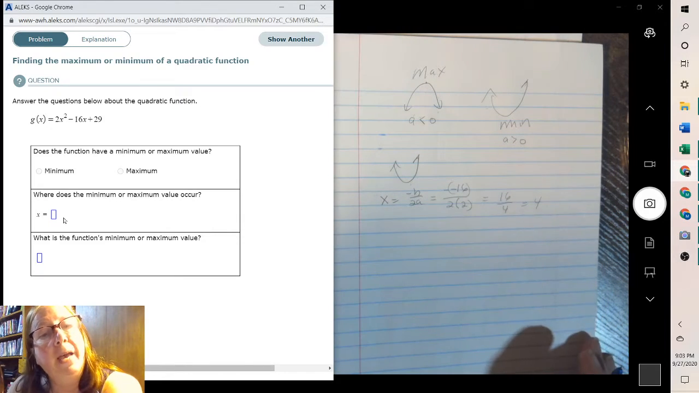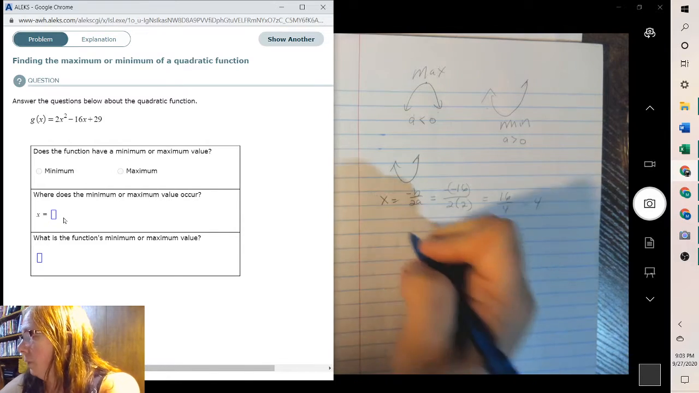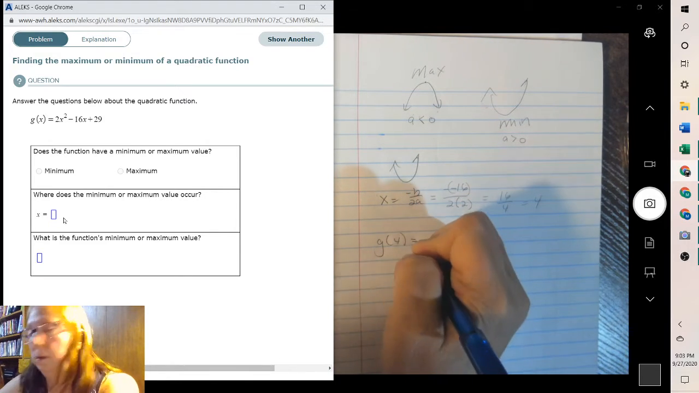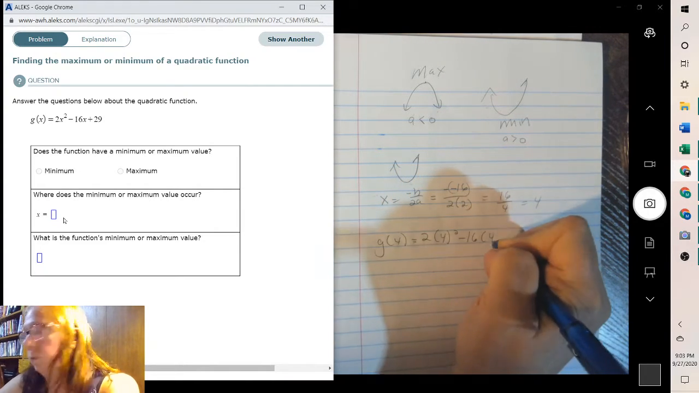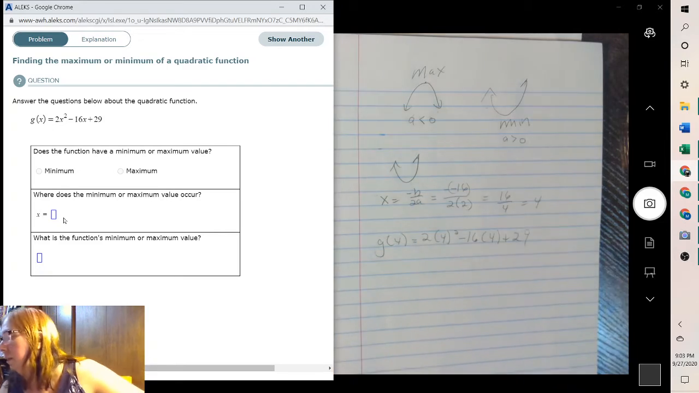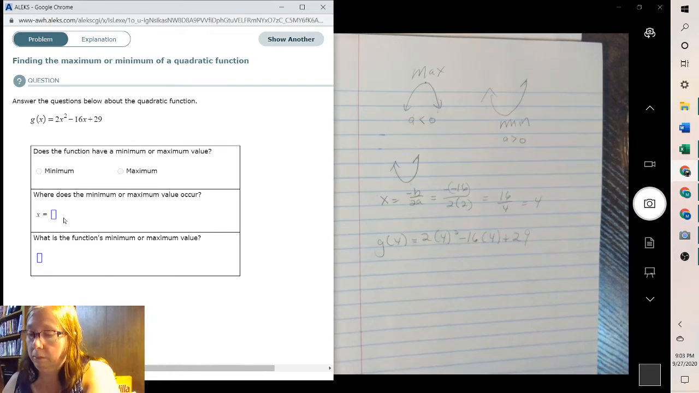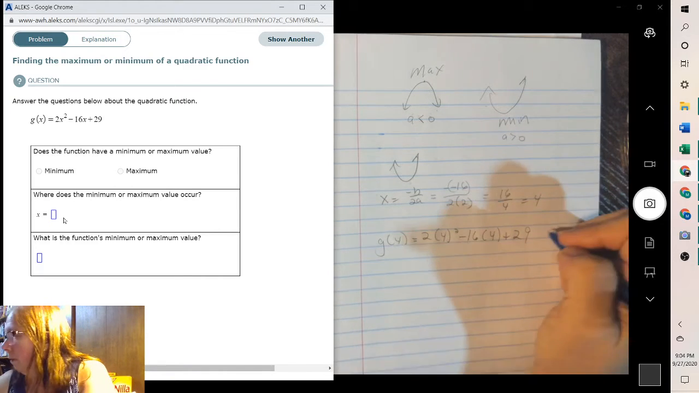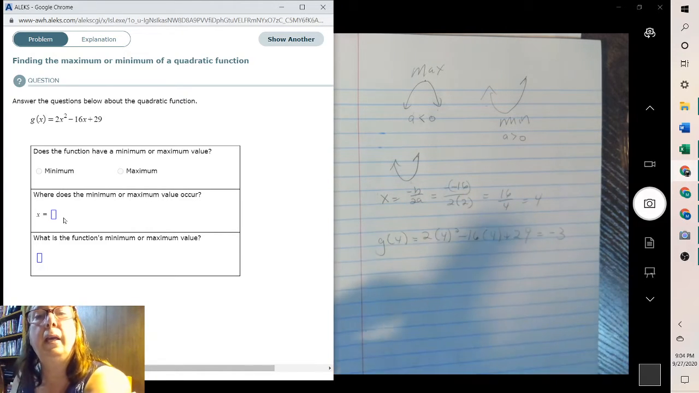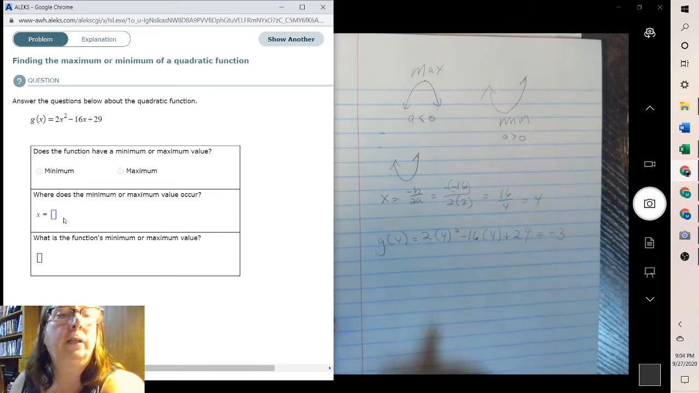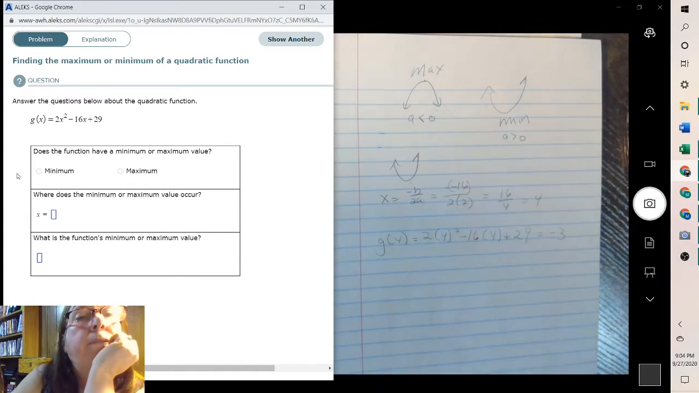What's the function's max or min? That's the y value. So you just plug it in. 2 times 4 squared minus 16 times 4 plus 29. We're going to use a calculator for that one. 2 times 16 minus 16 times 4. And we get a negative 3. So there is a min of negative 3. Let's try another one.